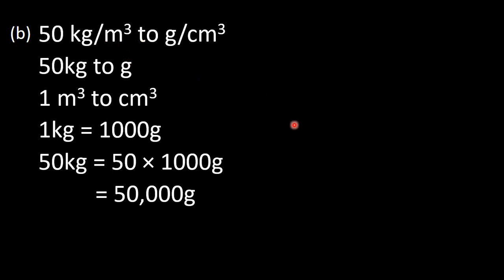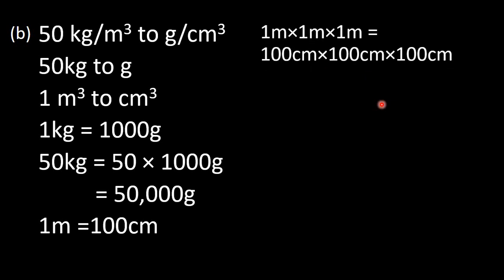Then we shall also convert the 1 cubic meter to cubic centimeters. We know that 1 meter is equivalent to 100 centimeters. If we cube on both sides, we shall have 1 meter times 1 meter times 1 meter is equivalent to 100 centimeters times 100 centimeters times 100 centimeters. And 1 meter times 1 meter times 1 meter gives us 1 cubic meter. 100 centimeters times 100 centimeters times 100 centimeters gives us 1 million cubic centimeters. So 1 cubic meter is equivalent to 1 million cubic centimeters.